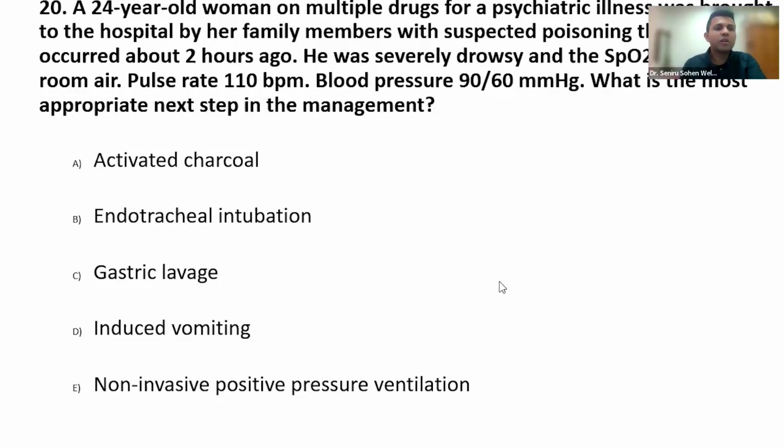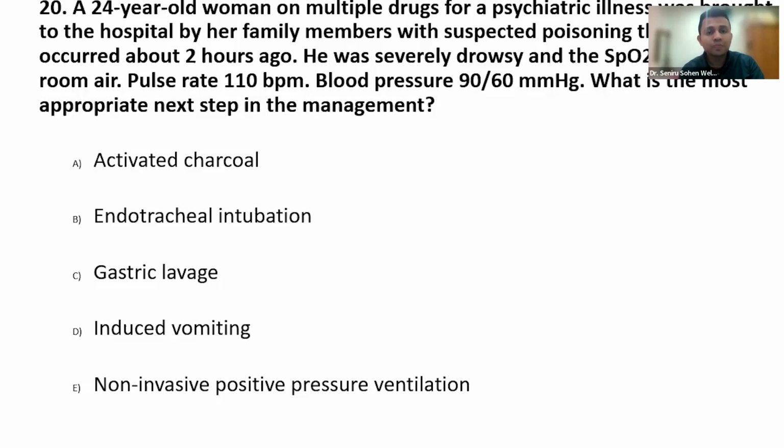A 24-year-old woman on multiple drugs for psychiatric illness was brought to the hospital by her family members with suspected poisoning that had occurred about 2 hours ago. She was severely drowsy and the saturation was 84 on room air. Her pulse rate is 110, blood pressure is 90/60. What is the most appropriate next step in the management?